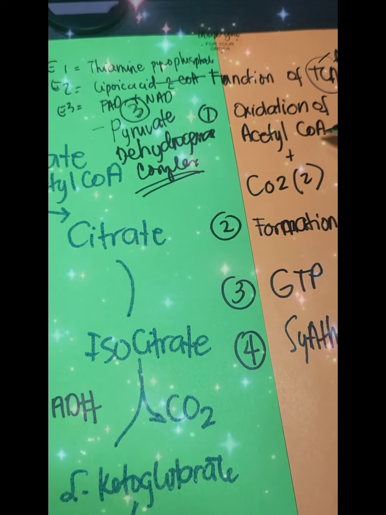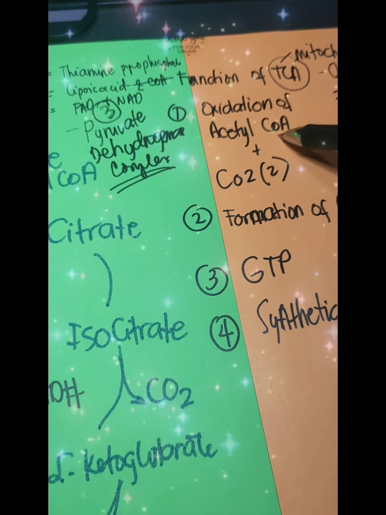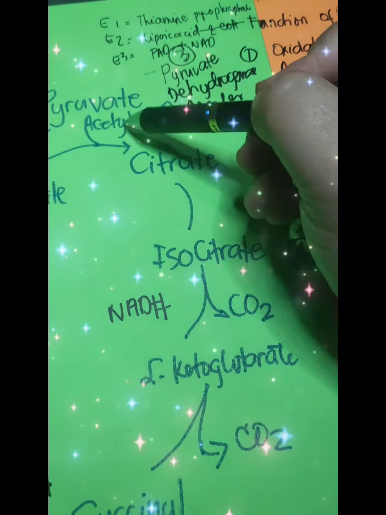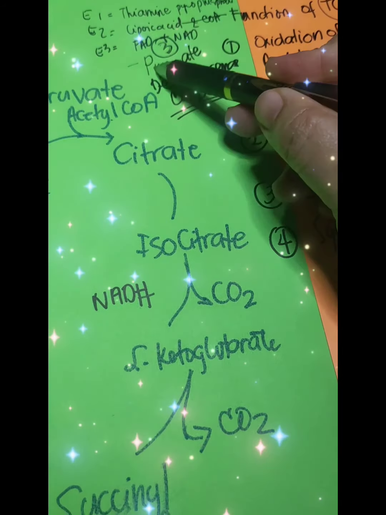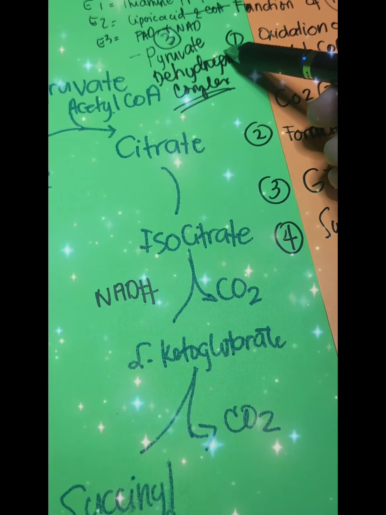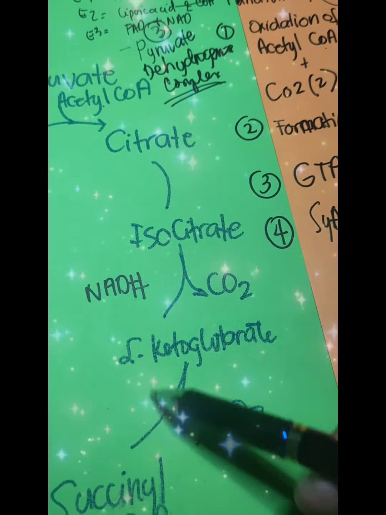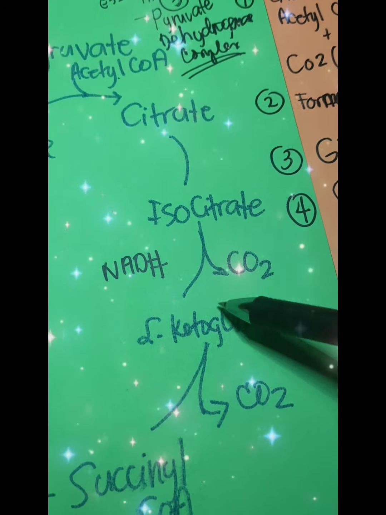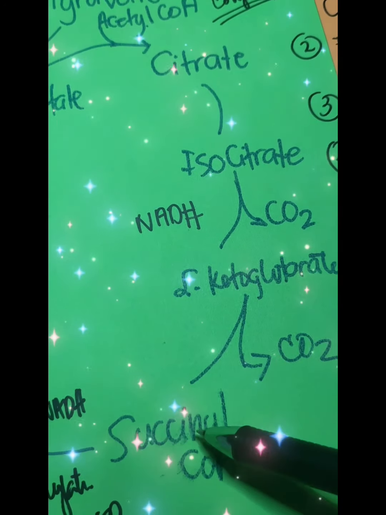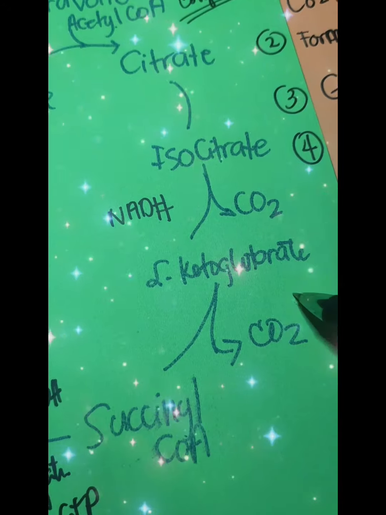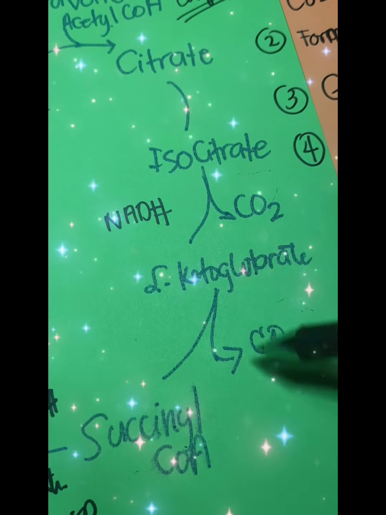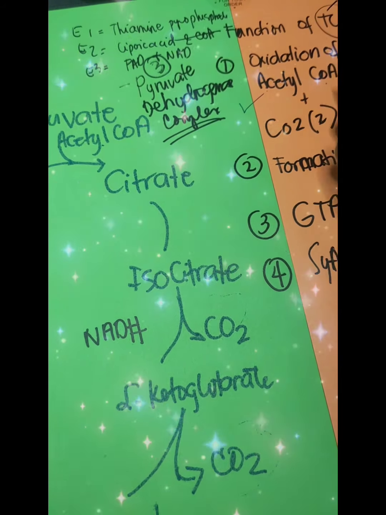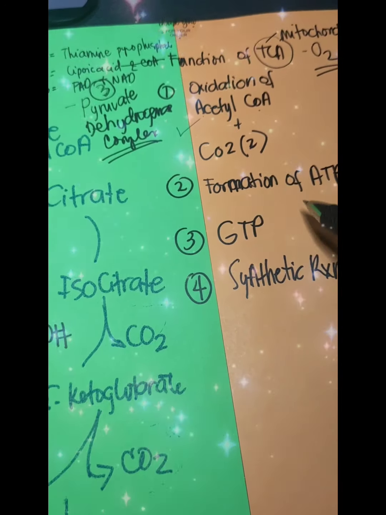Okay, so ito yung isang function, oxidation of acetyl-CoA and production of carbon dioxide, which is shown in this figure. Now, you have your acetyl-CoA by the pyruvate dehydrogenase complex, and as we go through this cycle, citrate to isocitrate and isocitrate to alpha-ketoglutarate and alpha-ketoglutarate to produce your succinyl-CoA, there is the first and second release of carbon dioxide. So ito, check na to. So it's true. Okay?